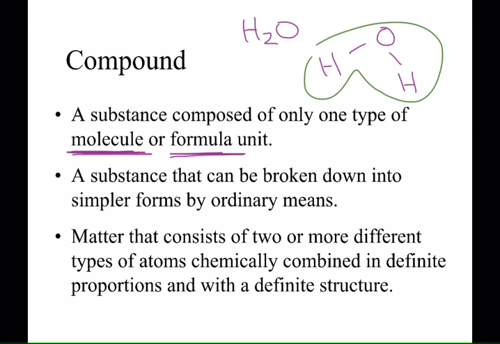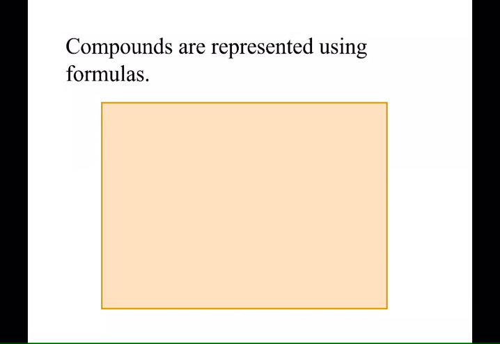So water and other compounds can be broken down by some sort of ordinary chemical reaction. And in order for it to be an official compound, the atoms that are stuck together need to be two or more different elements. All right, so here are some examples of compounds, and we'll be talking more about this, but we use formulas like H2O to show the three atoms that are joined together to make a repeating unit we call a water molecule.